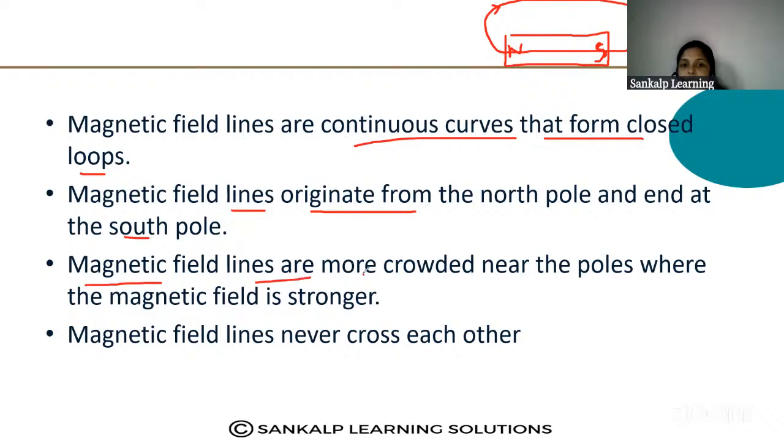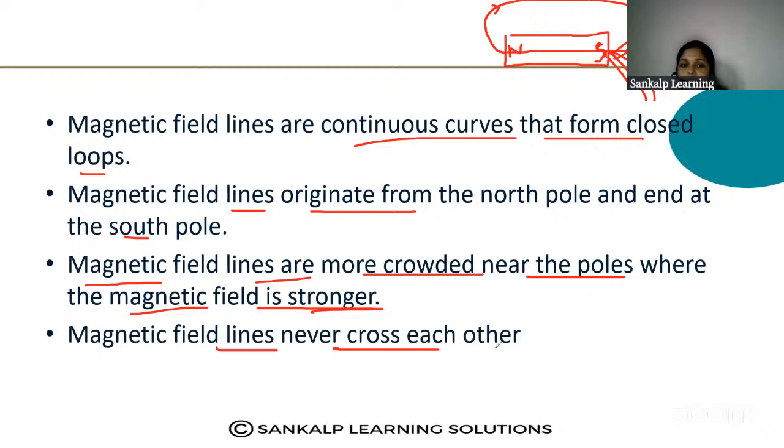Magnetic field lines are more crowded near the poles, like this. They are more crowded near the poles, where the magnetic field is stronger. Where the magnetic field lines are crowded, the magnetic field is stronger.